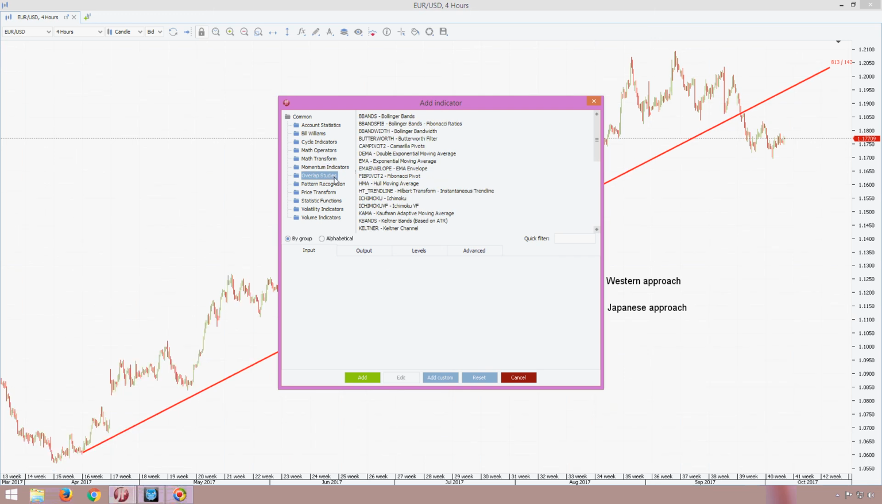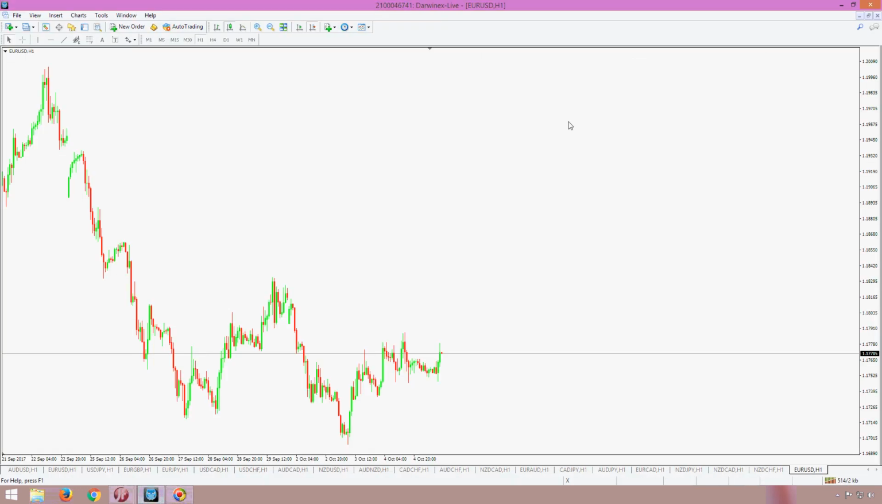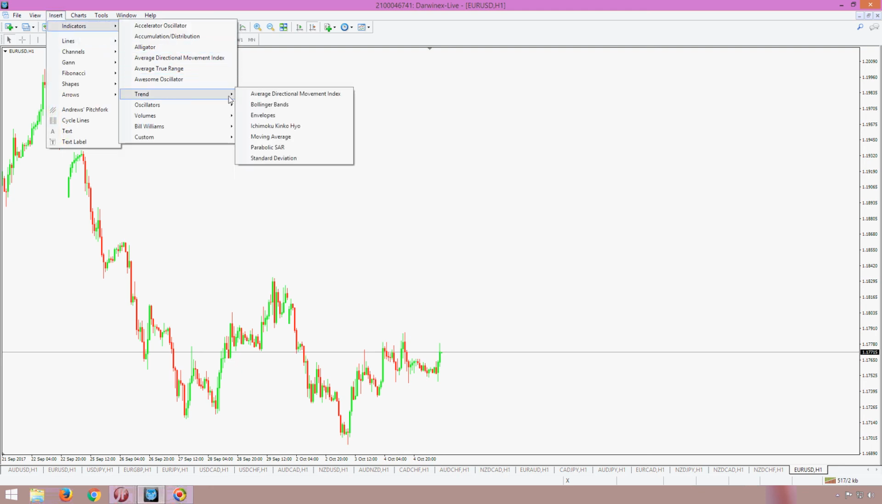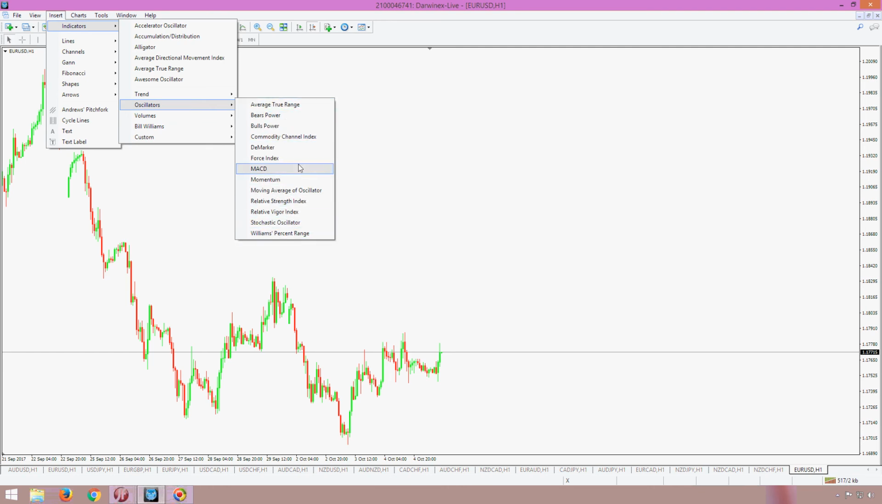We also have, in part of technical analysis, overlap studies or trend indicators. It doesn't matter if you use the MetaTrader or this one, the Forex platform. It is just another trading platform. But if you use the MetaTrader, this is the MetaTrader, it is exactly the same. You go on insert indicators and you have trend indicators and oscillators. Some of them, and you can import others as well.